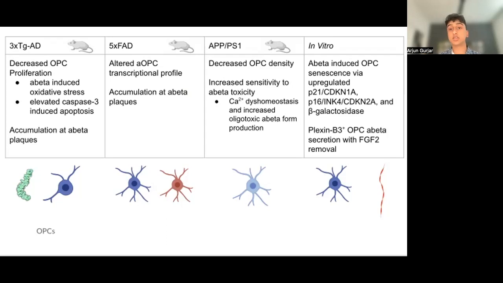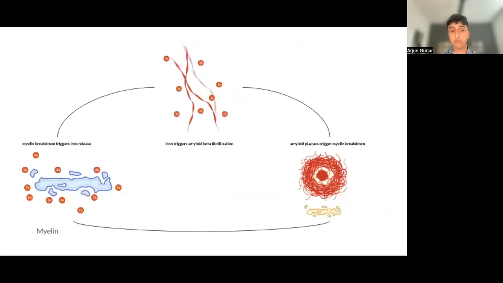Then in vitro studies suggested that amyloid beta induced OPC senescence, or aging, via 3 factors: P21 CDKN1A, P16 INK4 CDKN2A, and beta-galactosidase. Lastly, when they removed a factor that was responsible for cell survival, FGF2, a subset of OPCs known as plexin B3 plus OPCs secreted amyloid beta. This suggests that when you take away a factor responsible for cell survival, these types of OPCs actually contributed to Alzheimer's pathology.